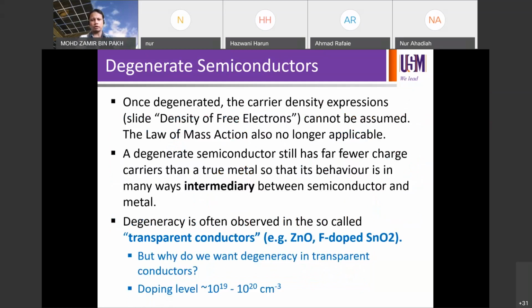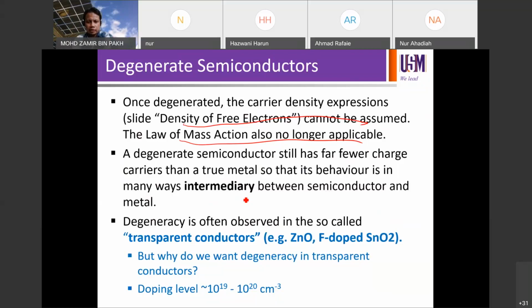So you cannot use the previous calculation anymore. Okay, it's only meant for non-degenerate semiconductors. A degenerate semiconductor still has far fewer charge carriers than a true metal. So in terms of the number of carriers, metal has got more than degenerate semiconductor, but degenerate semiconductor has more than non-degenerate semiconductor in terms of number of charge carriers. So its behavior is in many ways intermediate between semiconductor and metal, okay?